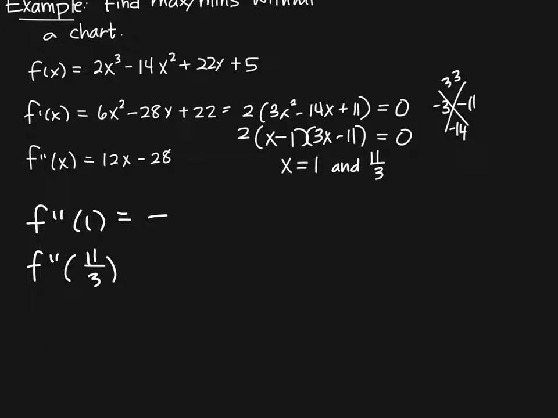What about 11/3? If I plug that in, what do I get? I get a positive number if I plug that in, which means I have positive concavity, which means I'm sitting on a minimum. All right, so this is going to be this shape, this one. So I have a max and a min based on the concavity. So I didn't need to make a chart, I just had to think about its concavity to do that.